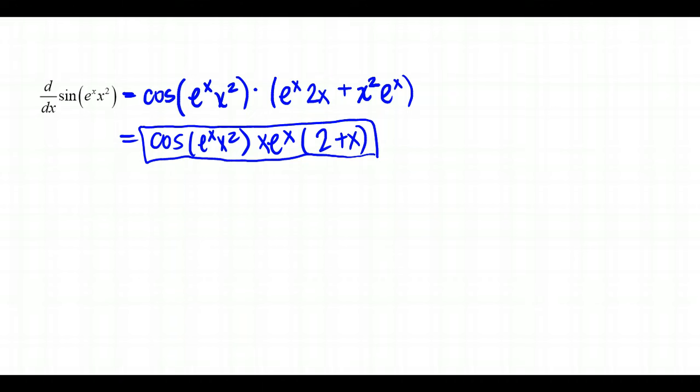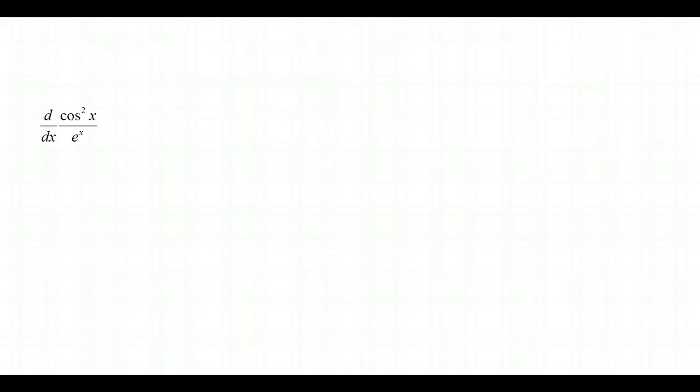And now the final example of where we're combining more than one rule is using a quotient rule and a chain rule. So here we have the derivative with respect to x of cosine squared x over e to the x. So what I'm going to do first is rewrite this. The numerator is cosine x as a quantity squared over e to the x. So in the numerator, there's a chain rule.